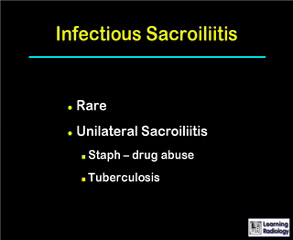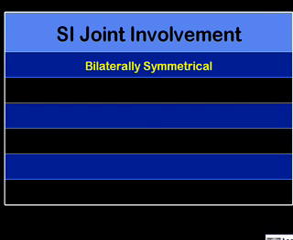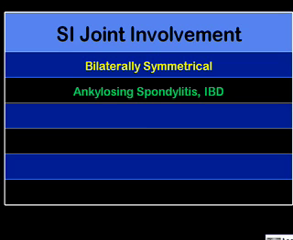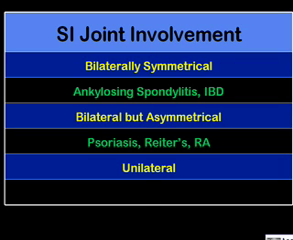Infectious sacroiliitis is rare. It may produce unilateral sacroiliitis, and infectious agents that produce this finding can include staphylococcus, especially in patients who are drug abusers, or tuberculosis. So let's review. For SI joint involvement, bilaterally symmetrical, think of ankylosing spondylitis and inflammatory bowel disease. Bilateral but asymmetrical, think of psoriasis, Reiter's, and rheumatoid arthritis. And unilateral, think of tuberculosis or staphylococcus.